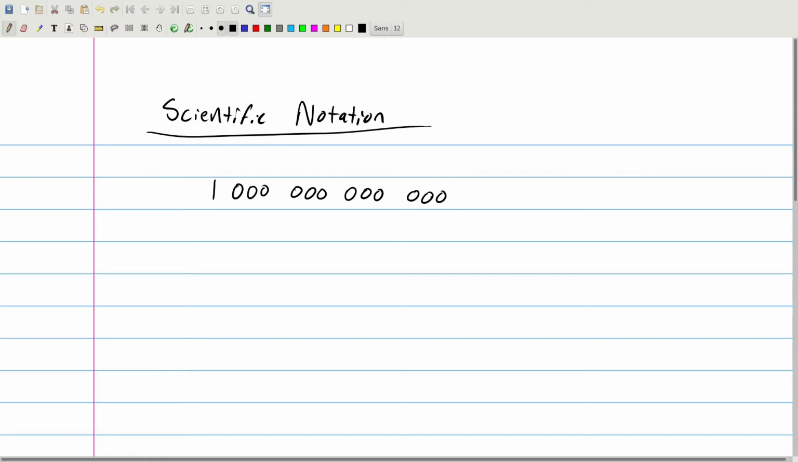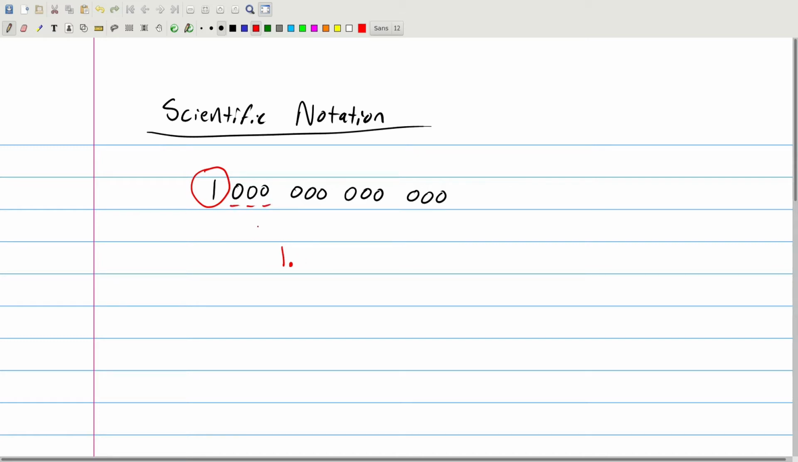So here's what we do. We start off by looking for the first non-zero digit in this number. So here, our first non-zero digit is this 1. We're going to copy that, 1. We will then place a decimal point. And then we will write anything that comes after that decimal point. Now, in this case, it's just a bunch of zeros, so it's not a huge deal.